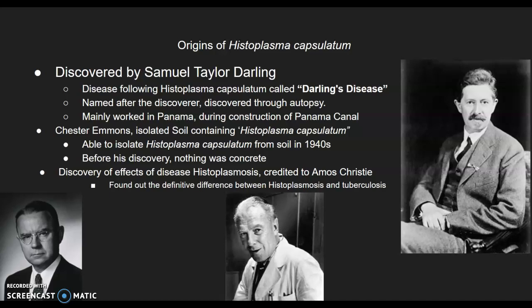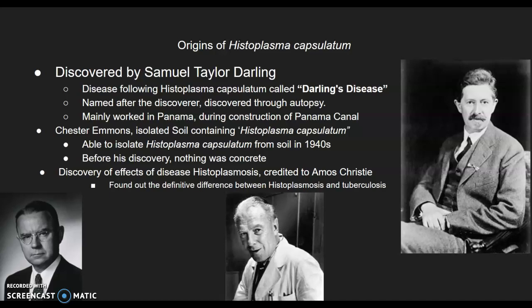The origins of Histoplasma capsulatum are complicated. The disease, first discovered by Samuel Taylor Darling, was eventually renamed after him. He came upon this disease by working in the Panama Canal. He discovered a carpenter died of tuberculosis-like symptoms, opened him up for an autopsy, and found that his lungs were different from those of tuberculosis patients.